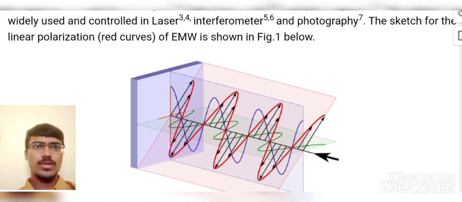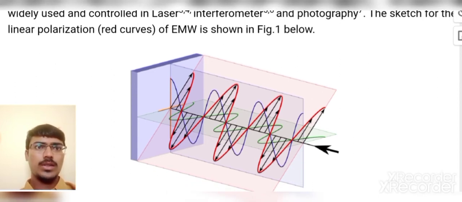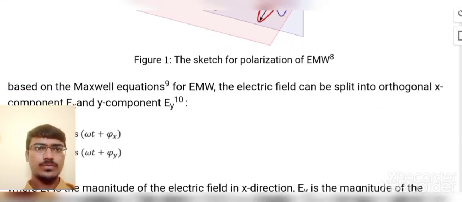Introduction: the polarization of electromagnetic waves is a basic property of EMF, which is widely used to control laser interferometry, photography, and such. The sketch of the linear polarization, the red curves of the EMF, is shown in the figure.